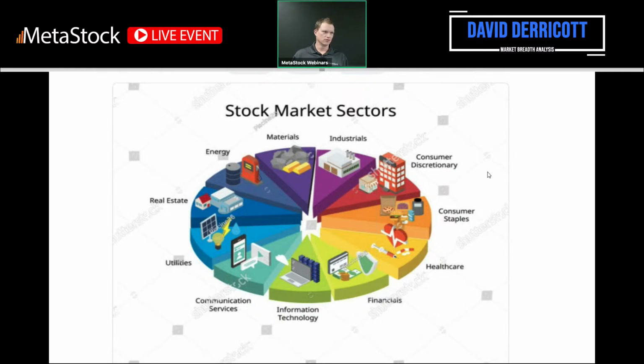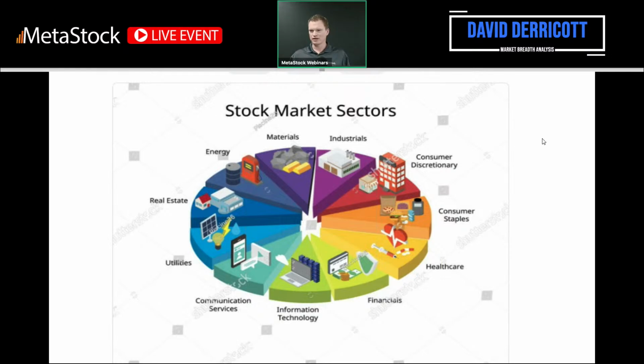And I get this question a lot: how do I know what sector is up, what sector is down, things like that? I can go into a lot more detail, but I'm not going to talk too much about it. What MetaStock allows you to do is scan for those indices and sectors that are up or down for the day.